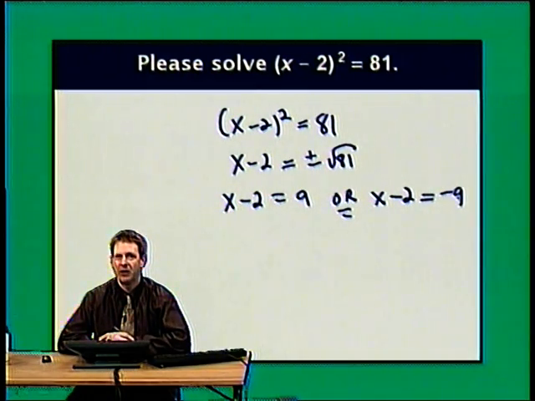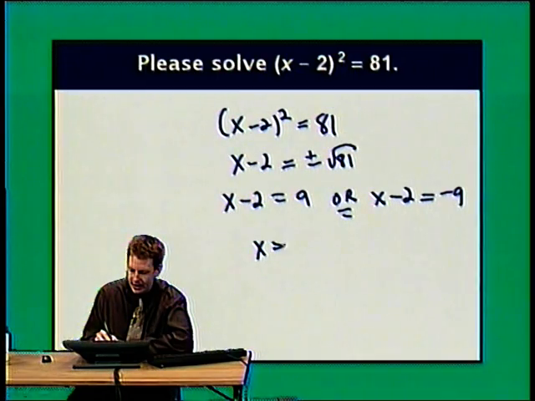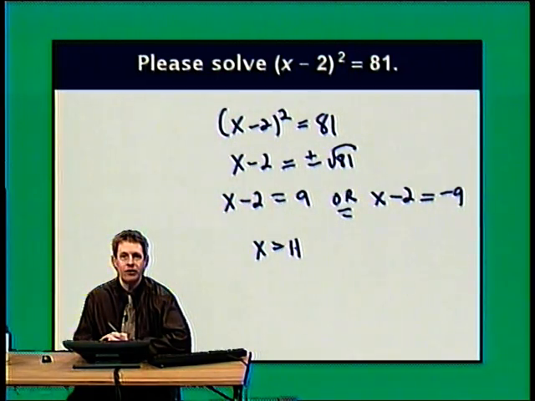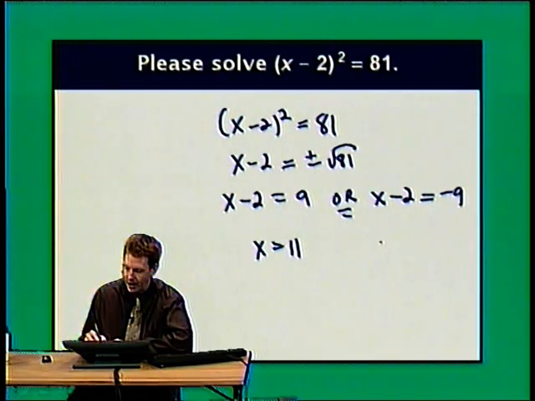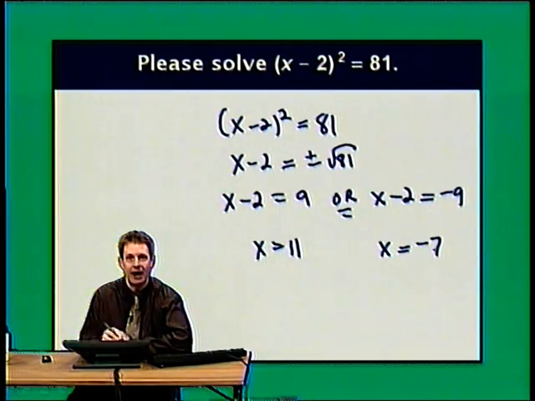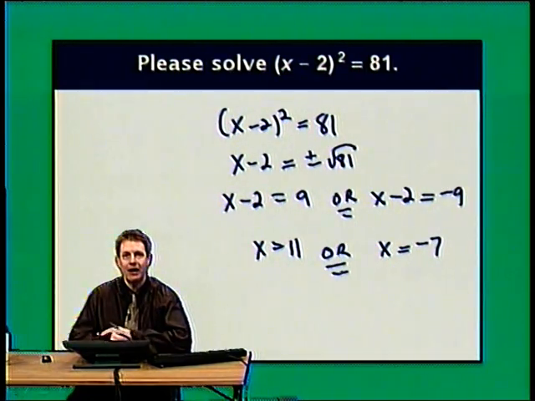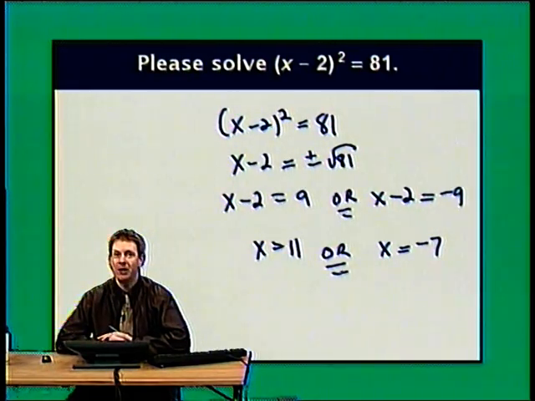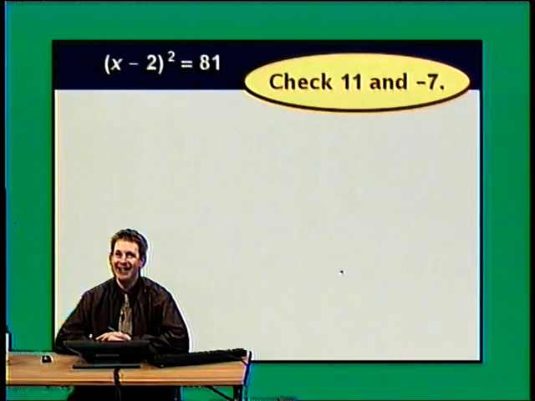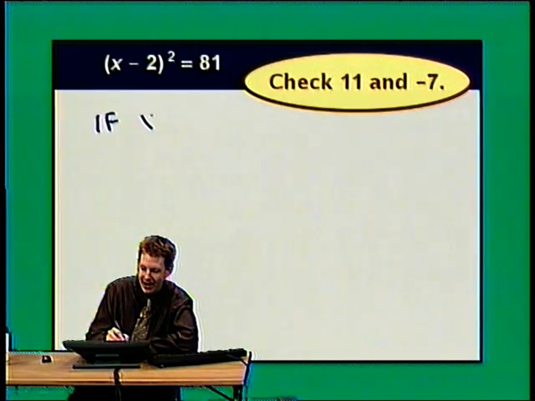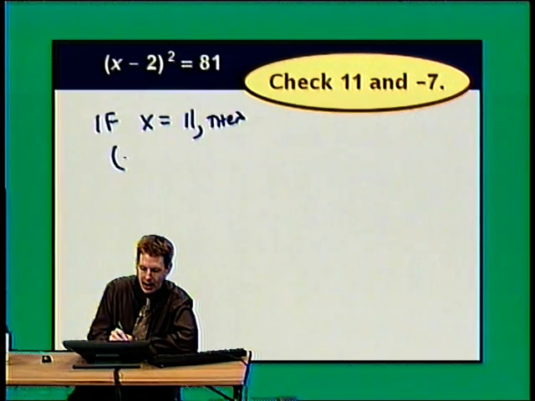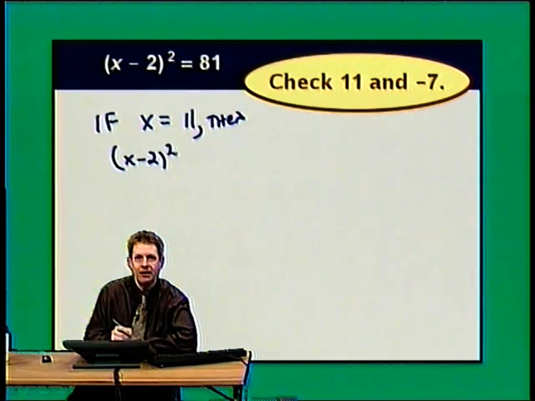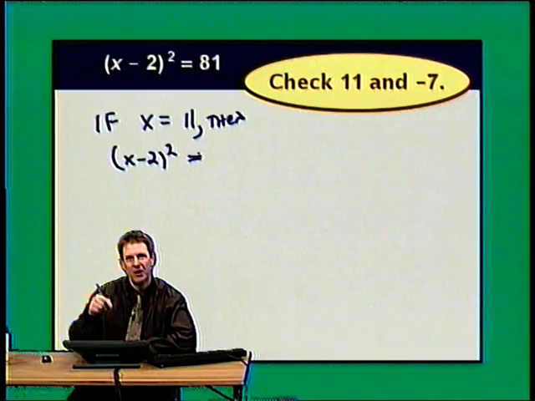These are two simple linear equations. Adding 2 to both sides of the equation on the left, I get that x equals 11. And adding 2 to both sides of the equation on the right, I get that x equals negative 7. So it looks like I have two solutions, 11 and negative 7. But I bet you know what I'm going to do next. I'm going to check.